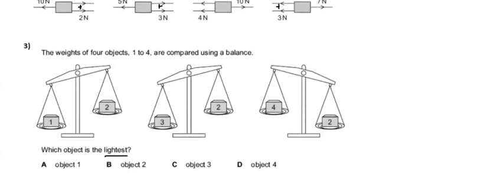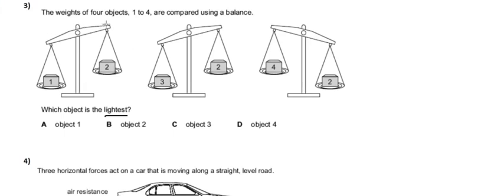Now question number 3. The weights of 4 objects 1 to 4 are compared using a balance. Which object is the lightest? You can see here 3 balances, and the weights are kept on these pans. And here is the importance of the moment formula. So I'll write down the moment formula. We know that moment is nothing but force multiplied by the perpendicular distance. That is the formula of the moment.